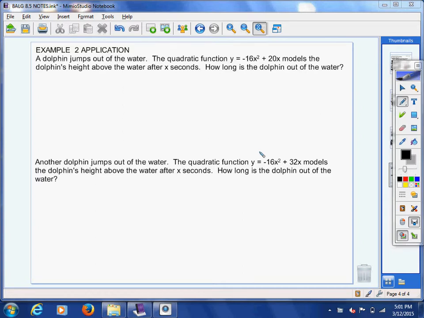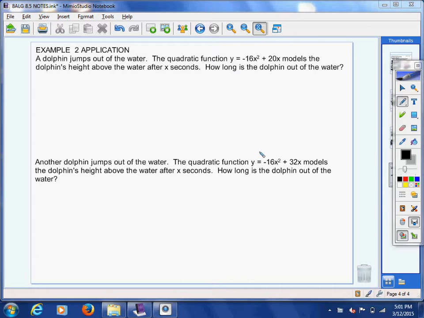8.5, and we learned something very interesting in 8.5 example 1, and that's how to put a quadratic equation into our calculator. We learned how to zoom, how to use the table, how to graph. We learned a bunch of things yesterday, so hopefully you got some good practice. All right, now here's our situation.